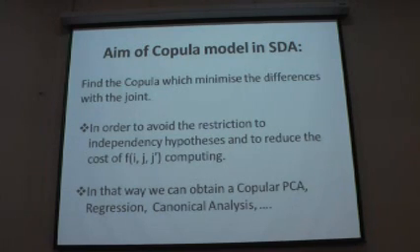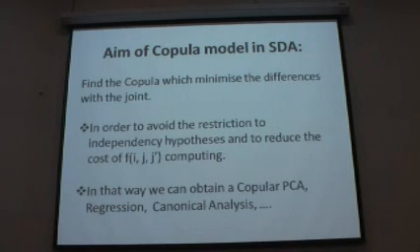In order to avoid the restriction to the independence hypothesis and to reduce the cost of computing the joint, you can compute the joint on the data, but if you have huge big data, this is very hard. It will take much time. But if you have the model, you just have to use the model, or make the product if you have independence. In that way, you can obtain a copula PCA, or copula regression, copula canonical analysis. All this, as far as I know, has not been done. Each copula method has to be done. So it is a thesis, a dissertation subject.